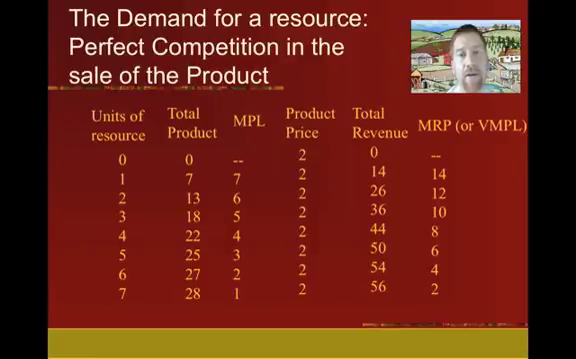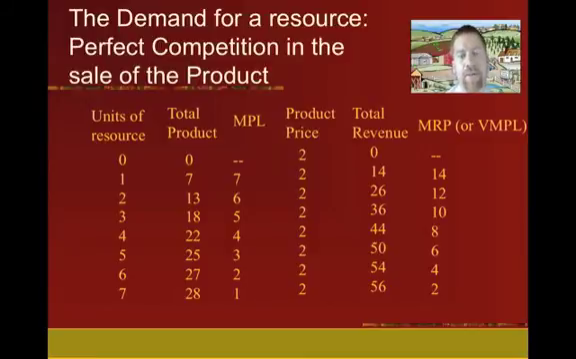If you remember, the price for a perfect competition is a straight horizontal line, and therefore the price isn't going to change. It's going to be $2 no matter how much of that product I make, because the demand curve is perfectly elastic. The total revenue.